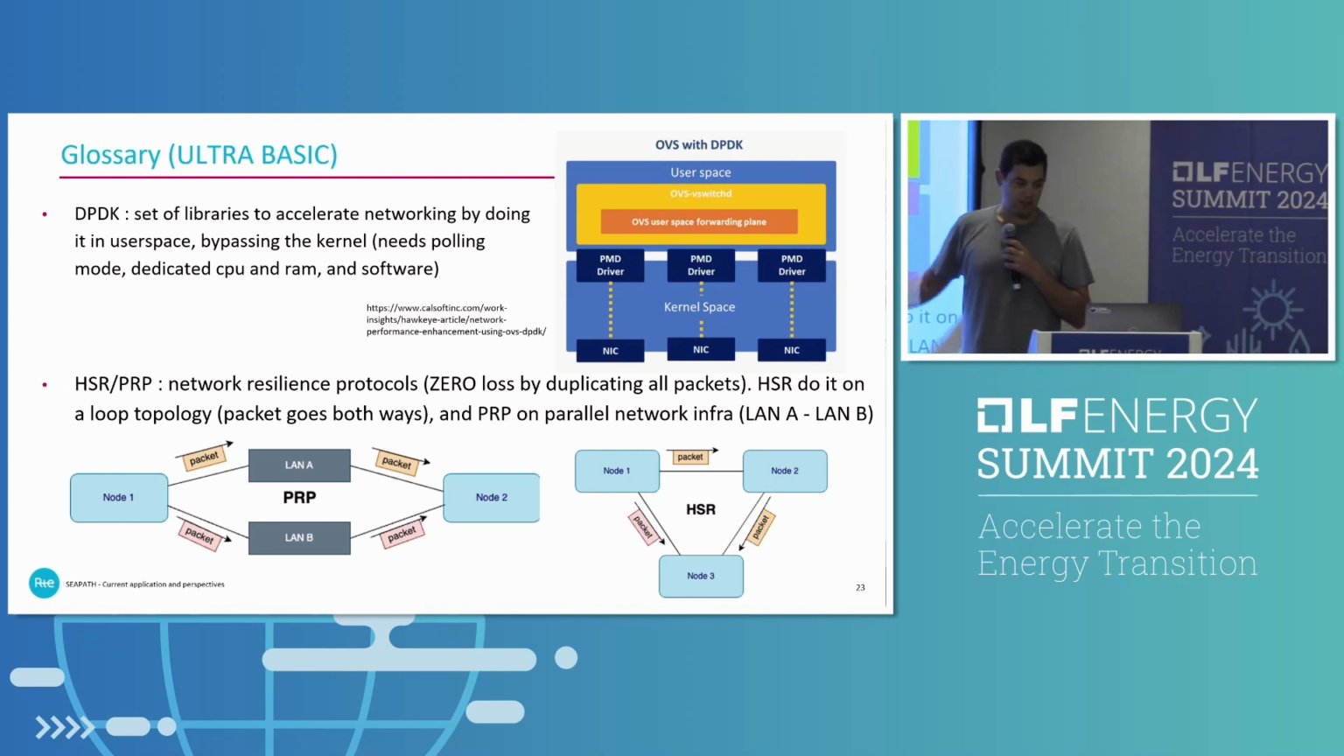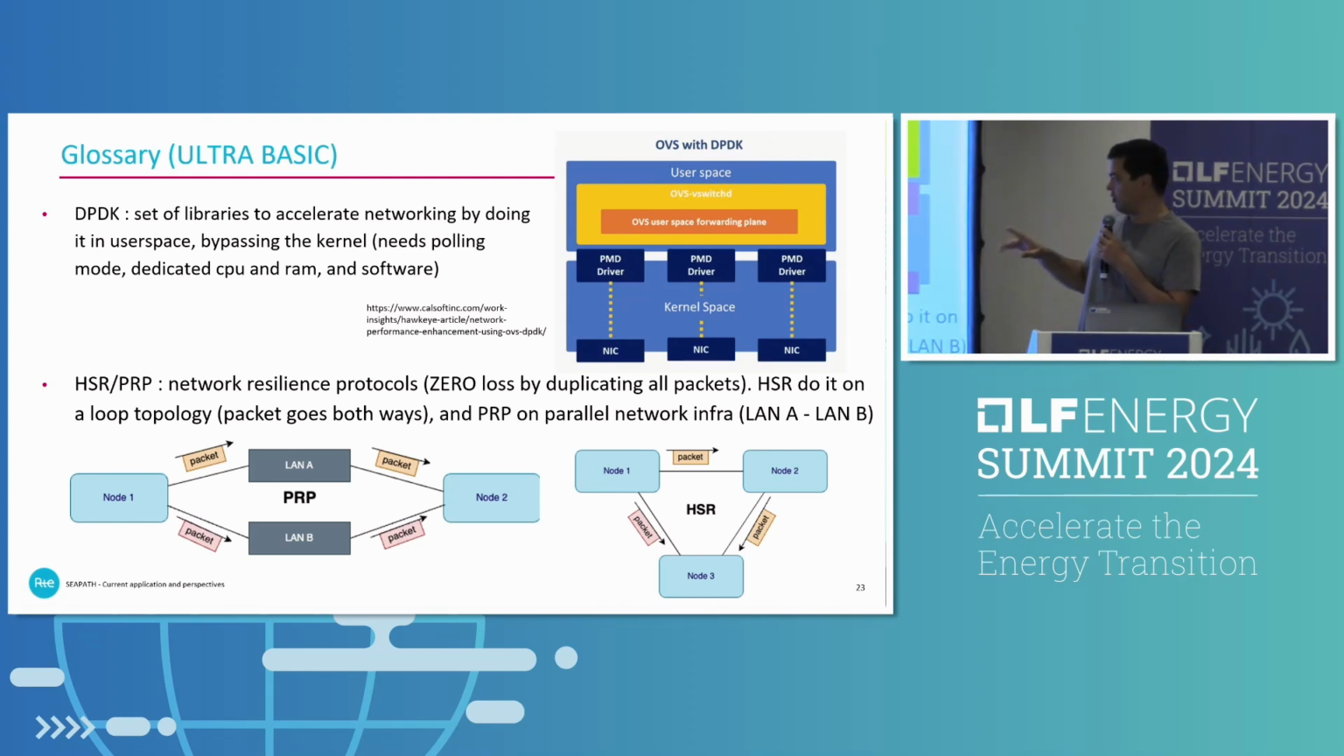What's DPDK? DPDK is libraries, some code, to accelerate networking by doing it in user space. You don't go into the kernel, you bypass the kernel. You do everything in memory. You may need a driver that polls the data in memory, so a dedicated CPU, dedicated RAM, huge pages as we call them, and some specific software; OVS is compliant, for instance. Basically, the idea is you do the networking stack in user space, bypass the kernel, and avoid any bottlenecks because of that.